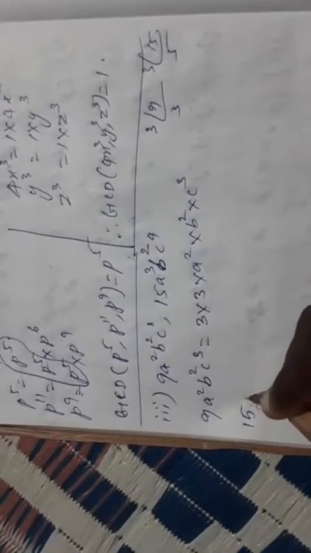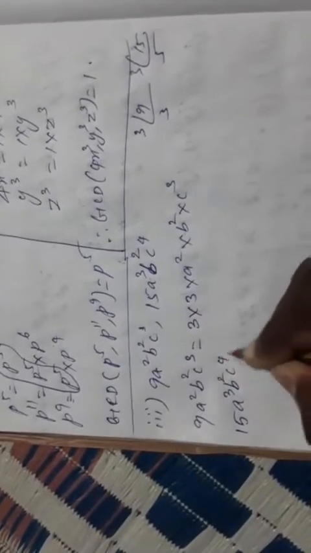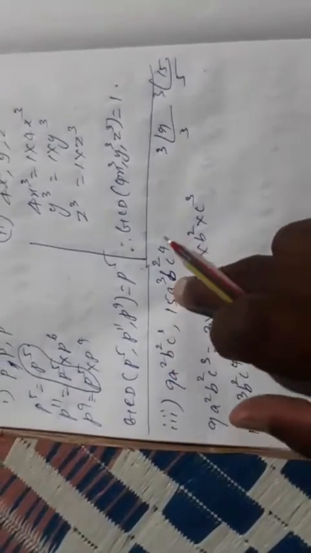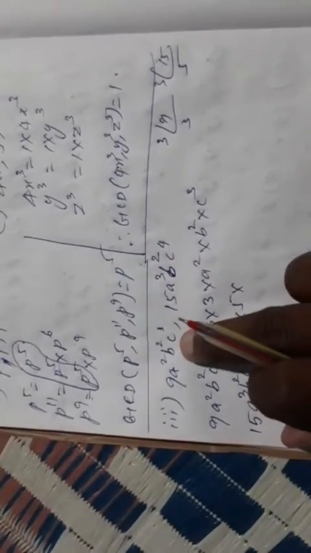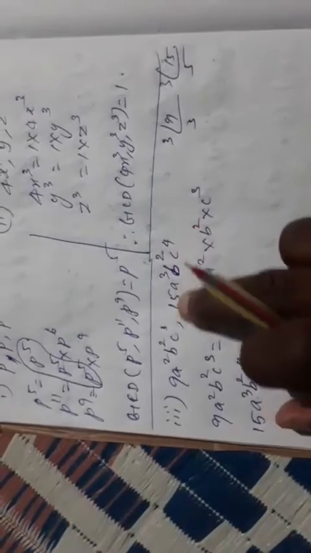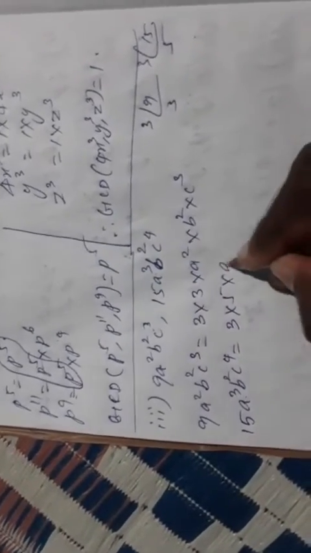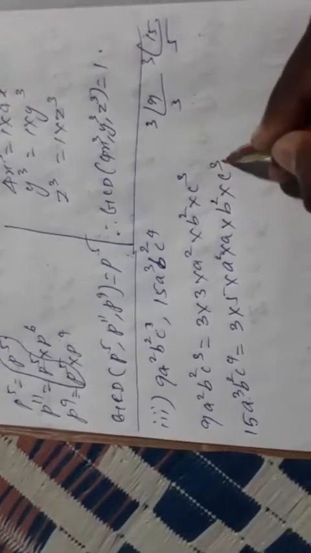Next, 15 a cube b square c power 4. 15 we can write 3 fives are 15. Next, a cube, here a already we have the small degree square. That is, the small degree is what will always be common. Here a square is there, so from a cube we can choose only a square. Here square is no problem, but you see that cube here 4, but then what is the small degree? 3. Therefore 3 only we can choose. That's why I'm directly giving a cube, we can write a square into a. B square is no problem. C power 4 we can write, here already we have cube, therefore c cube into c we can write.